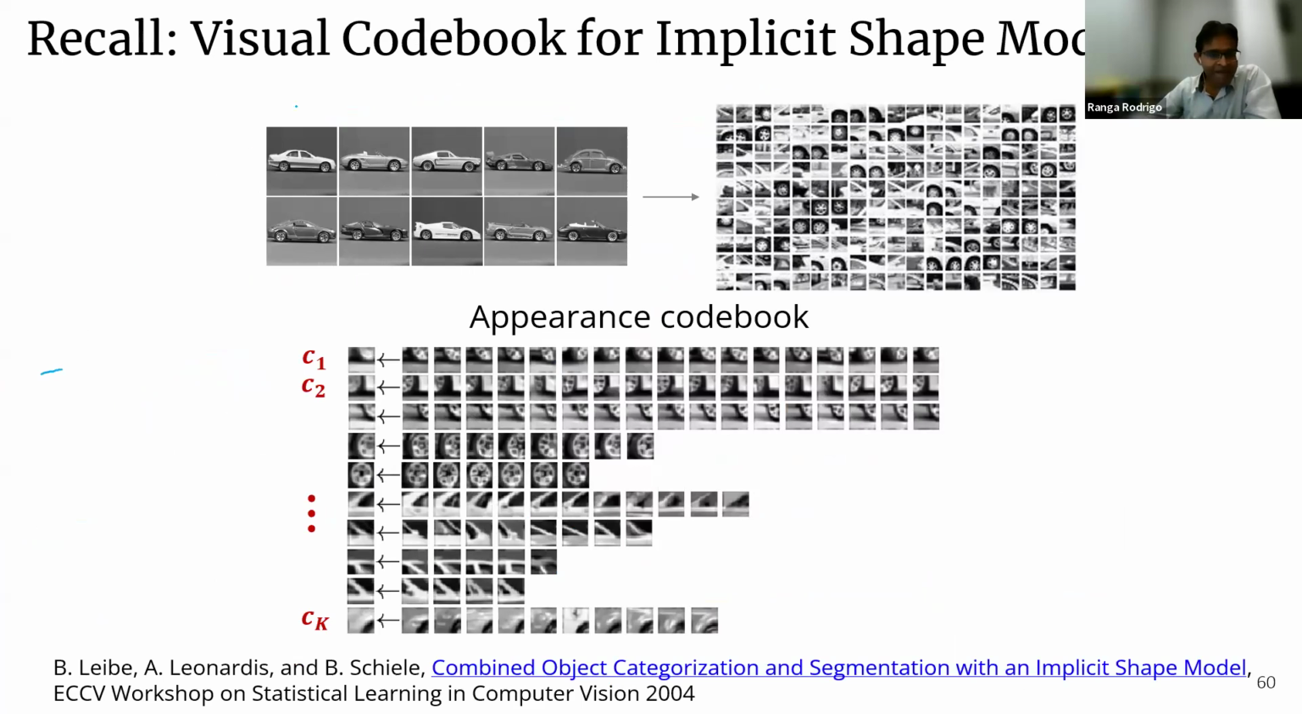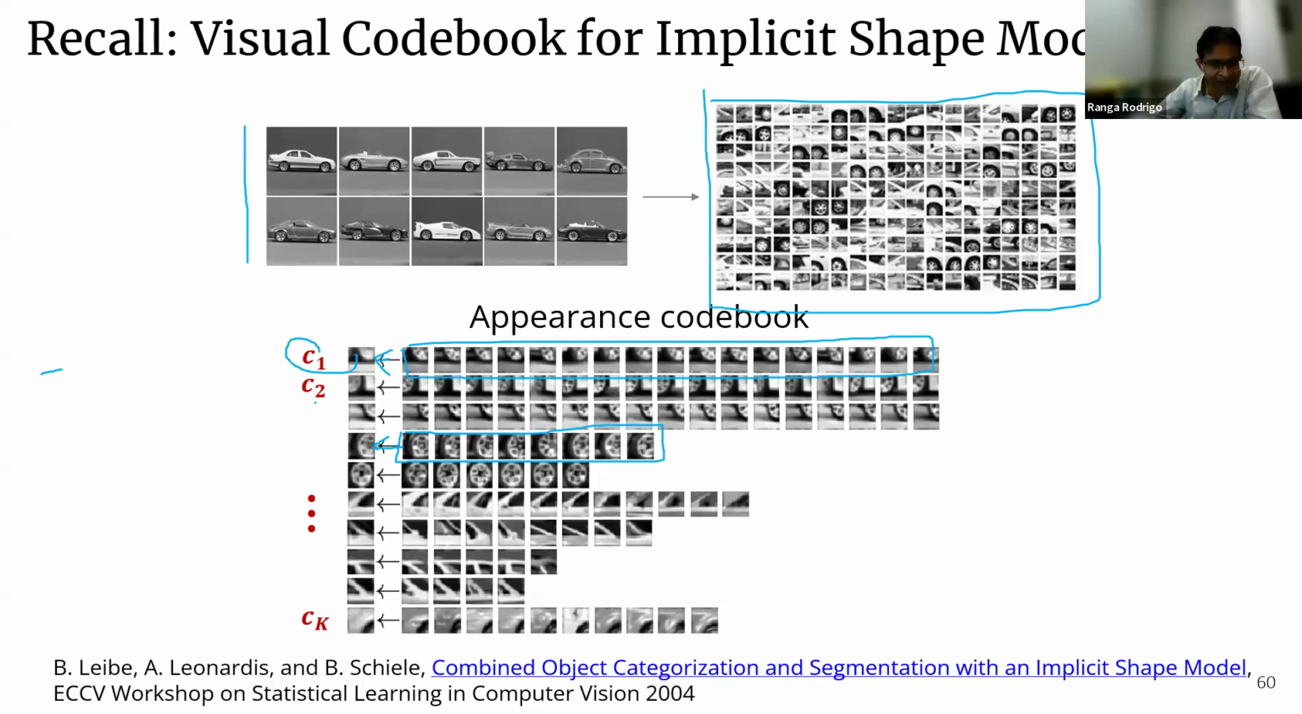Now assume that we have this one, a so-called visual codebook. You have all the cars. From all the cars, you extract some kind of feature. These are not SIFT features, some kind of features you extract. But then you take all the wheel-like images and represent them using this wheel. You convert all half wheel-like images and represent them using these images.